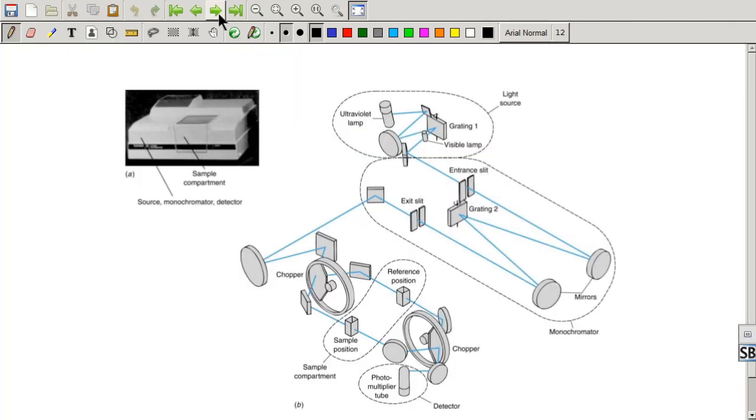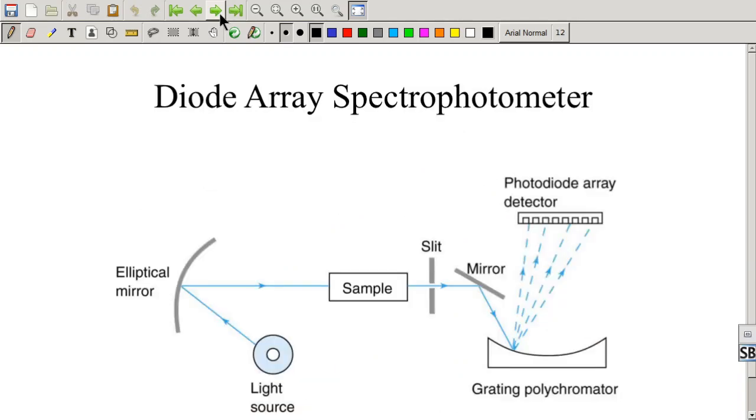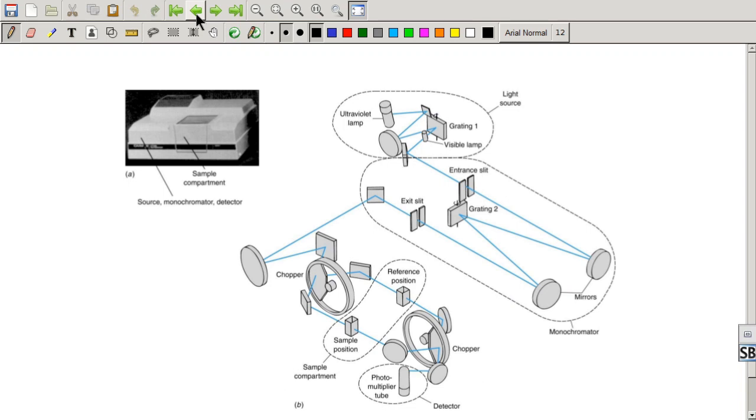And so what you have to do, of course, is take the output and feed it into a computer of some sort. All right, so here's kind of a standard thing. You've got a lot of fancy optics in here, and that's one of the things you have to be aware of, is these instruments are delicate. Now, a diode array is really interesting because in a standard instrument, what you have to do is scan through the series of wavelengths.